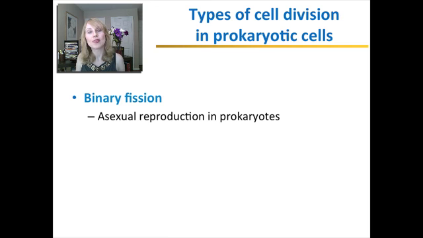Prokaryotic cells, they do not undergo mitosis or meiosis. They have a different kind of division called binary fission. And prokaryotes are all single-celled organisms, so they use binary fission just for the purpose of asexual reproduction to make new prokaryotes.